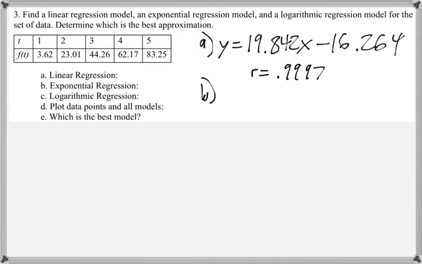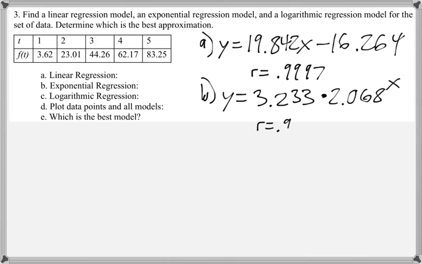If you run an exponential regression on the same data, so you only need to enter the data once, and then you can just run multiple regressions on it, you get 3.233 times 2.068 raised to the x, and you get an R value of 0.9186. So that one's not quite as good.